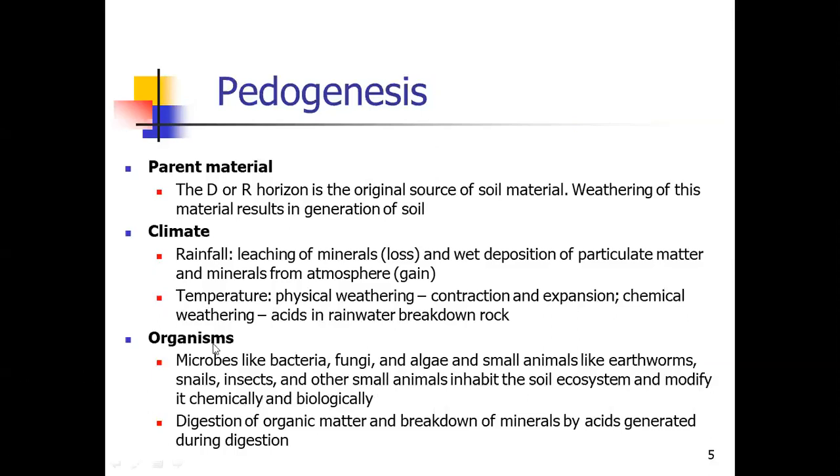Then we come to organisms. How do organisms modify soils and how are they related to the soil formation ideas? So microbes are bacteria, fungi, algae, small animals, higher organisms like earthworms, snails, insects. All of these are inhabiting the soil ecosystem of any particular place.